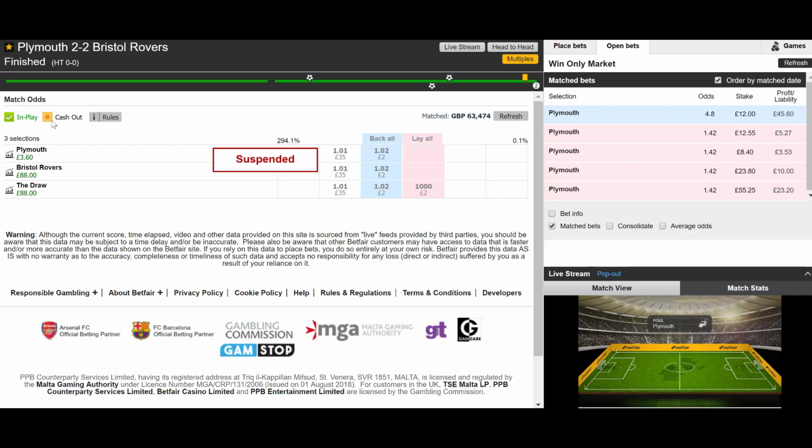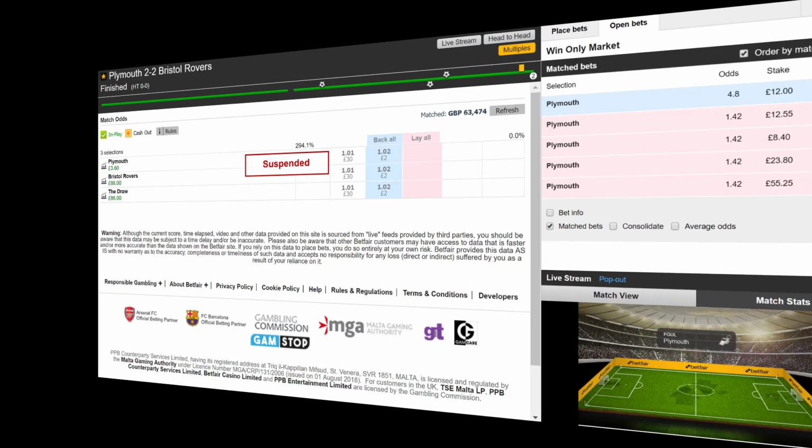Plymouth 2, Bristol 2, and it's an example of how we squeezed more profit out of the market. We made the £88 profit as opposed to the profit that was available immediately after the goal. So there's just another option of what you can do when you're laying the winning team and you want to cash out at the end of your trade.